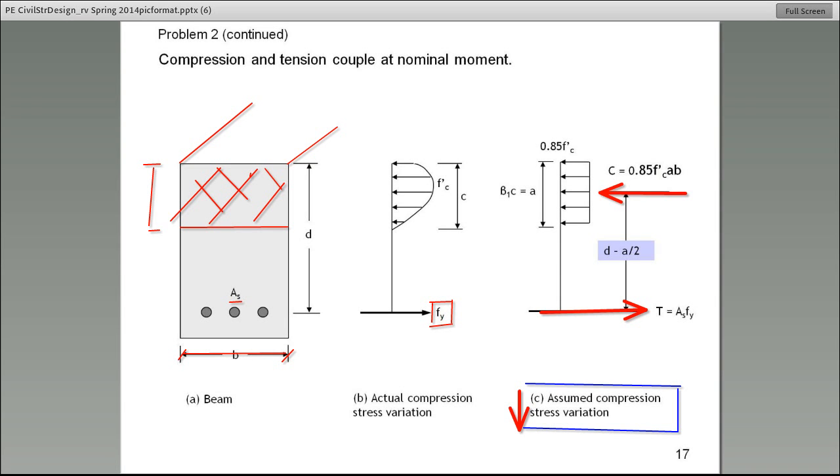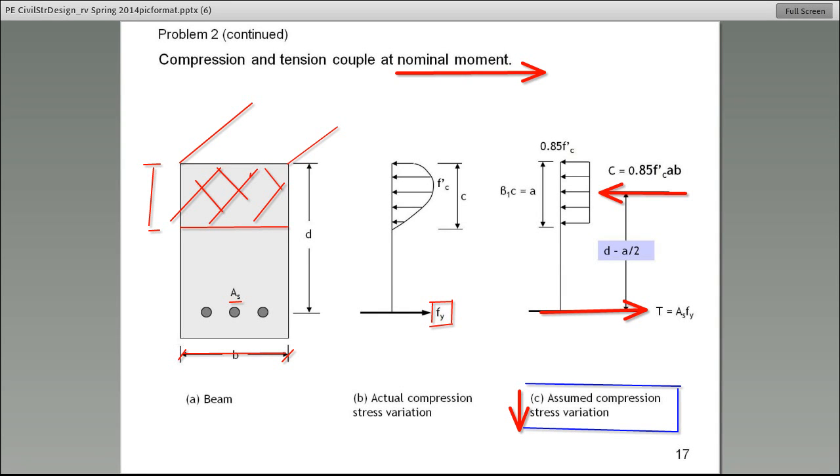Kenneth says it's a couple. Caleb says couple. Lisa says couple. Donald says a couple. Yeah. So here we have a couple system. Now tell me, what is the moment that's produced? A couple force system causes a moment. Now, that moment, guys, is called nominal moment.